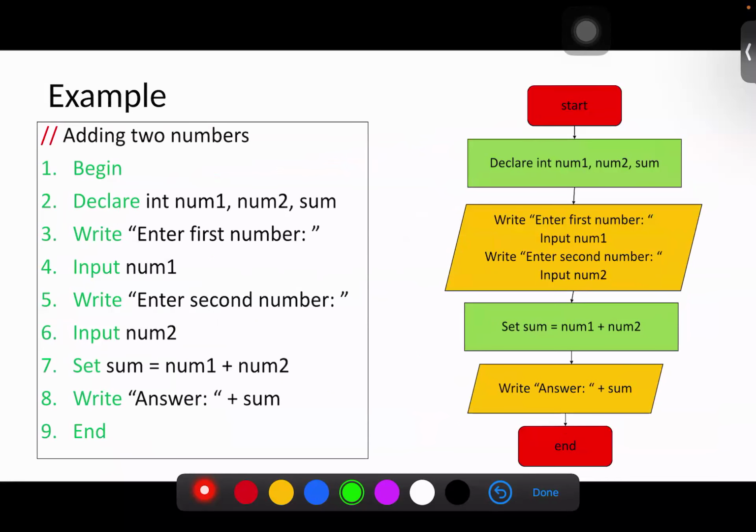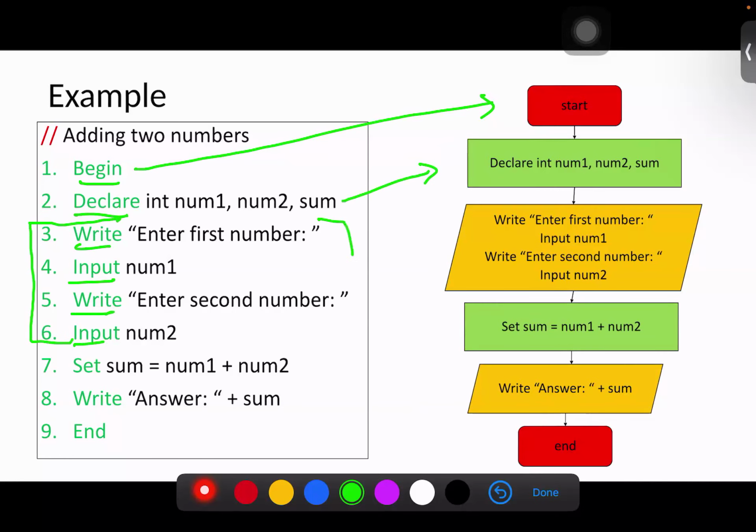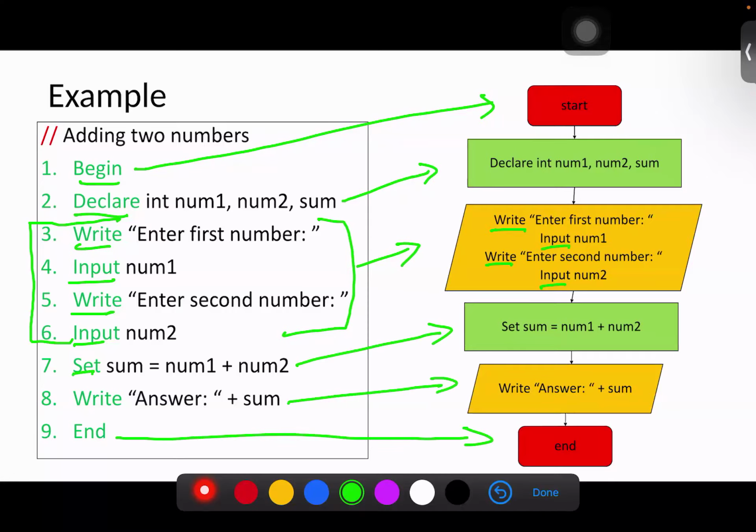Second example. Here too, I decided to use another word, begin, to indicate the start of the program. Declare is a rectangle process. Write, input, write, input. These are all the same shape. So what I try to do is to represent them all with one shape and write the various instructions on the shape together. If you have several write and input statements following each other, you can just draw one big shape and write them all on it. Then set is a process, so rectangle. Then write is a parallelogram. Then end is a terminator, so you end with an oval. Any questions? This program, we have seen it before. It is the program where we added two numbers.